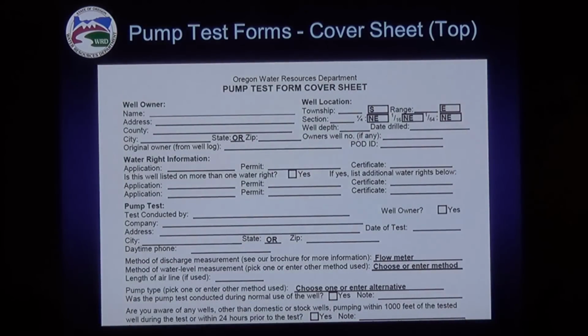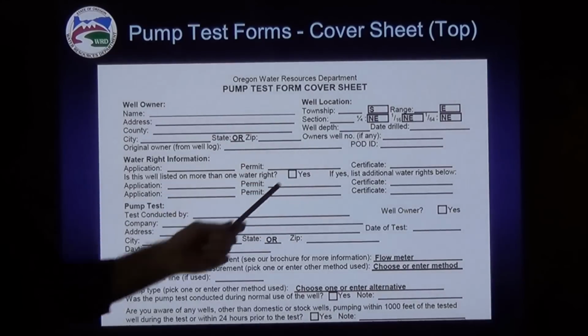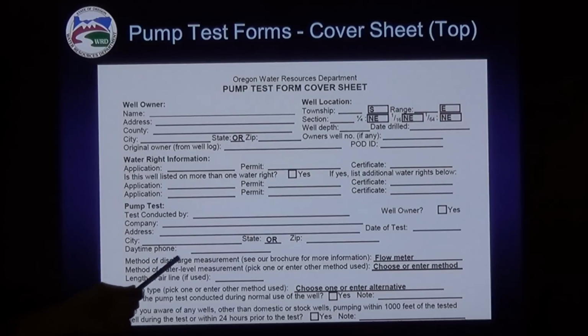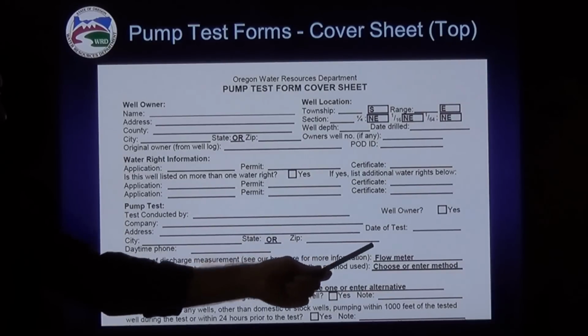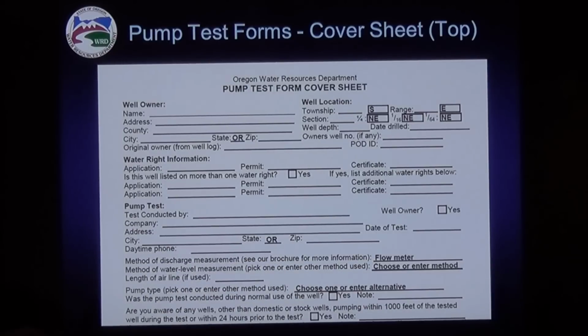Here's our pump test forms. This is just a cover sheet that needs to be turned in with each pump test. Just the basic information we're looking for: well owner, well location, information about the well, the water right information, who conducted the test, your measurement methods for discharge, water level measurement methods, that sort of thing. This is just the cover sheet, the upper part.